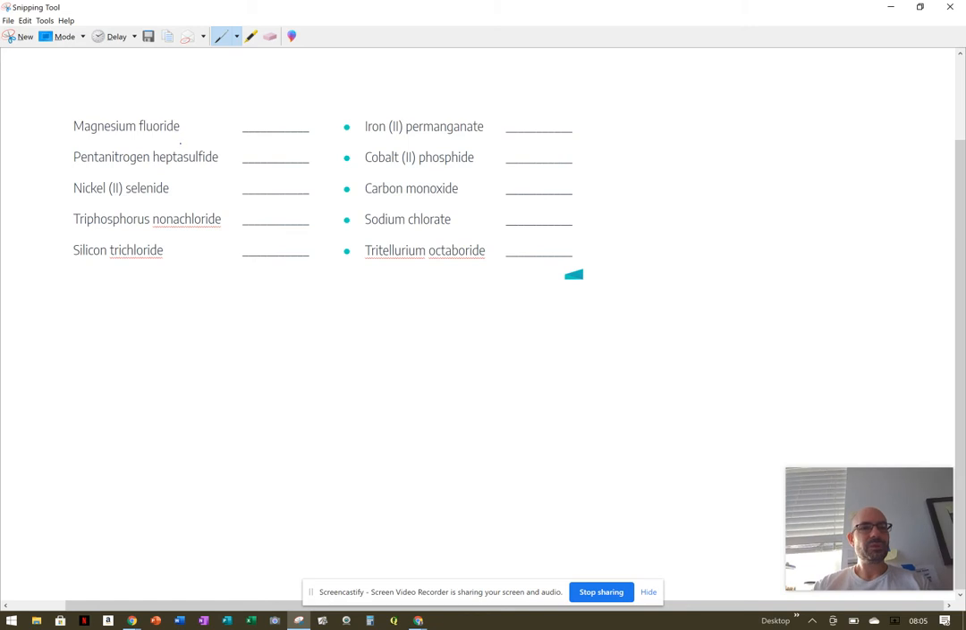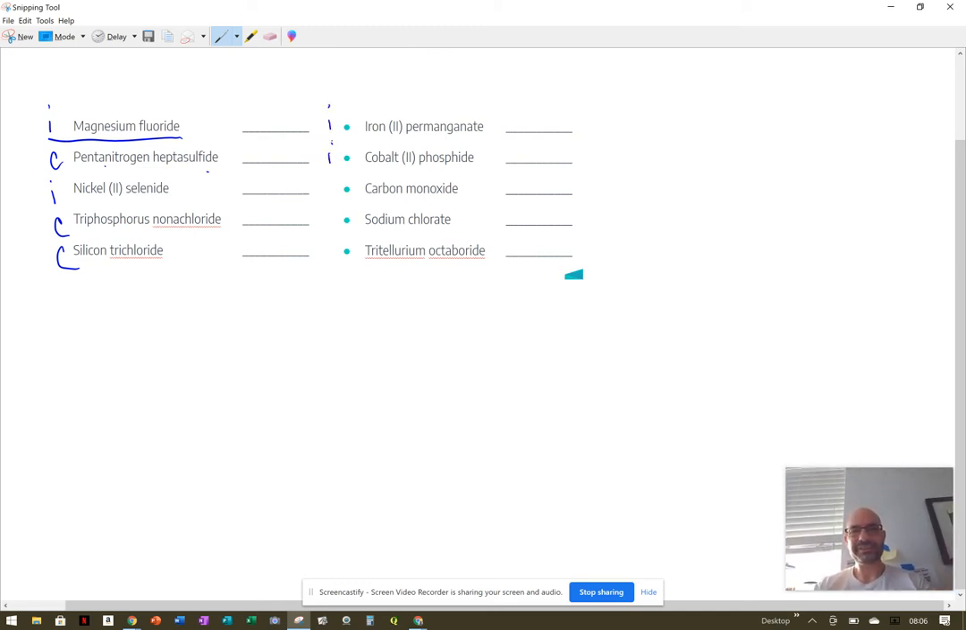So when we're looking at magnesium fluoride, that's an ionic compound. So let's identify which are ionic and covalent first. Nitrogen and sulfur, that's covalent. Nickel and selenium, that's ionic. Phosphorus and chlorine, that's covalent. Silicon and chlorine, that is going to be covalent. Iron and that polyatomic ion, it's ionic.